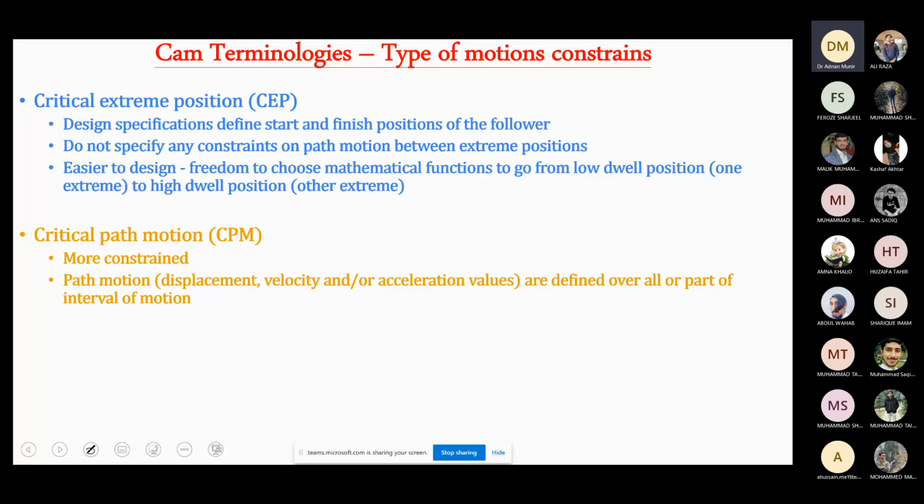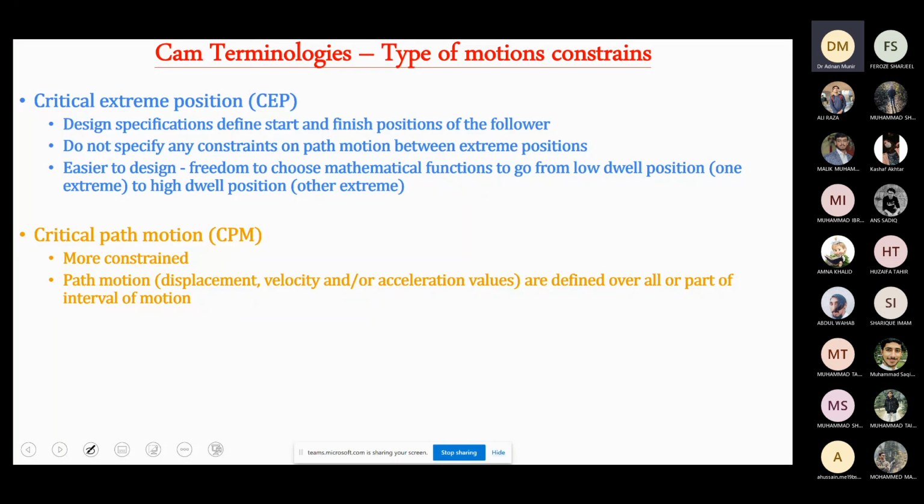So dwell is when the cam and the follower do not contact each other. When they do not contact each other, that means the cam is rotating, but since it is not in contact with the follower, the follower will not be moving in that case. When the follower is stationary, that means we have dwell in that case, right? So can you guys hear me? Yes, sir. Okay. So we'll be discussing dwell later on also.